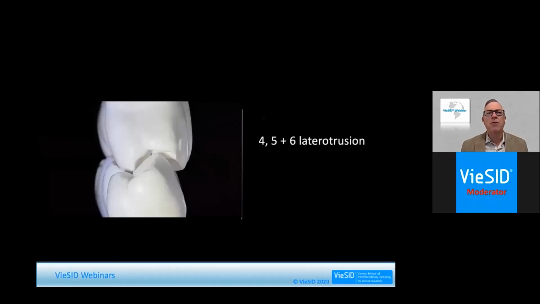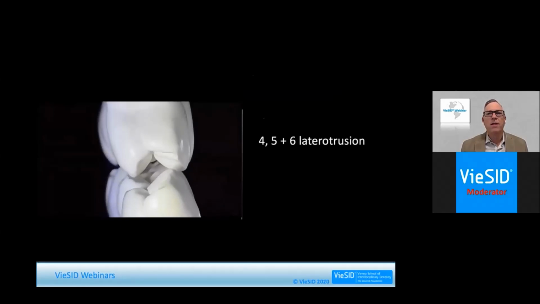Let's see a laterotrusive or working side movement in the second and third quadrants. This graphic looks from the anterior at the second and third quadrants, and we'll make a movement of the mandible once again to the patient's left.